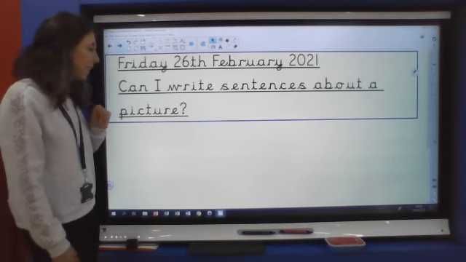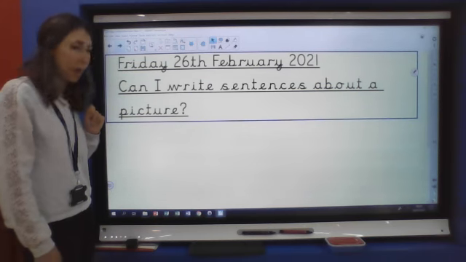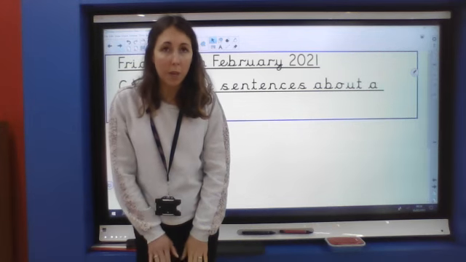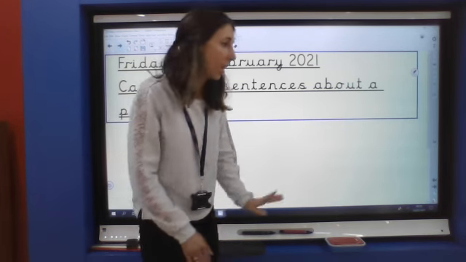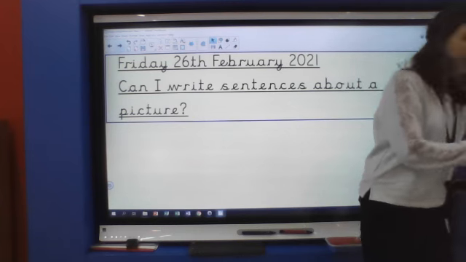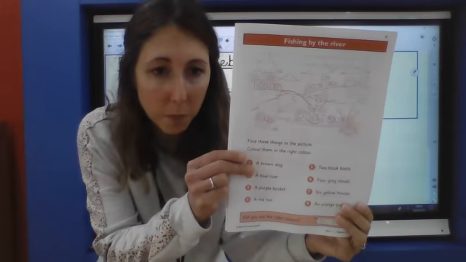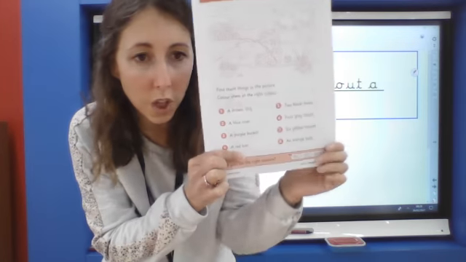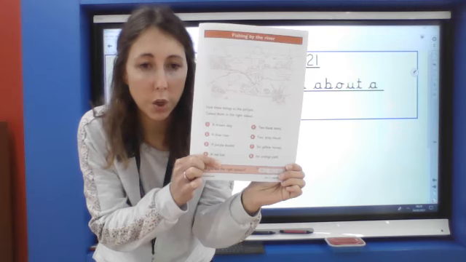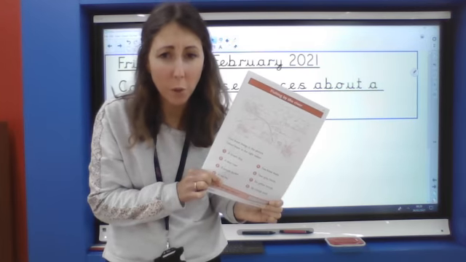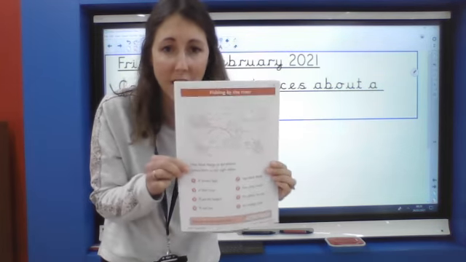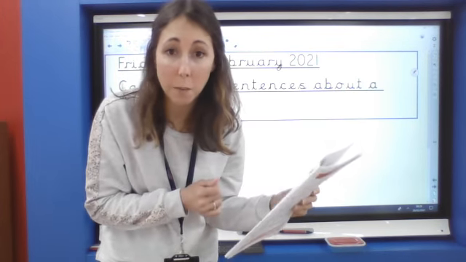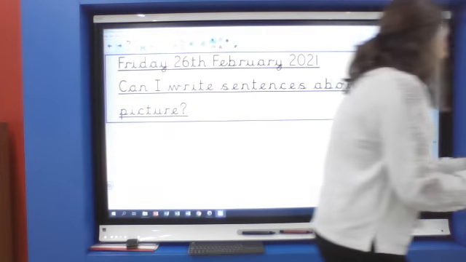Our learning question today says, can I write sentences about a picture? Now, Year 2, we are going to do it a little bit different today because the page in the book looks like an activity that I think you did similar in the last book. It's an activity where we've got a picture with no colours and then it tells you what colours to colour everything in. But you can do that as a challenge today. And we're going to do our writing activity as our main activity today.